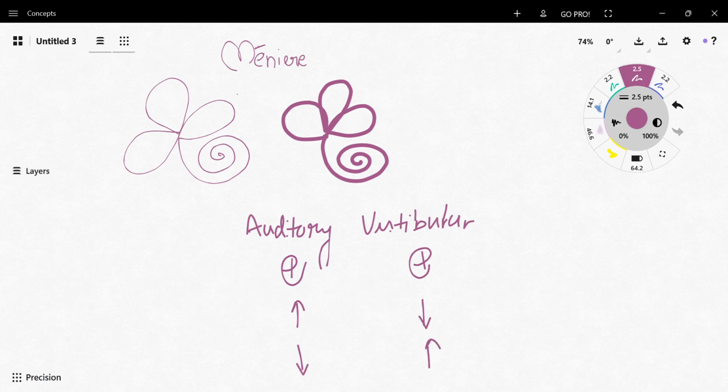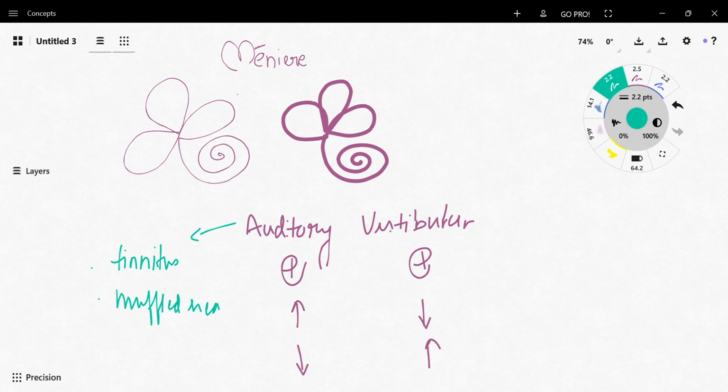The auditory symptoms are going to be tinnitus, muffled hearing loss, right? And you can also have fullness in the ear.